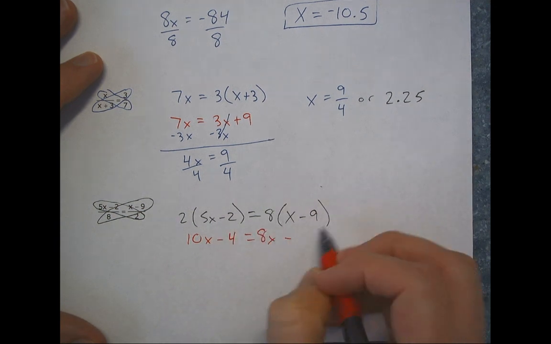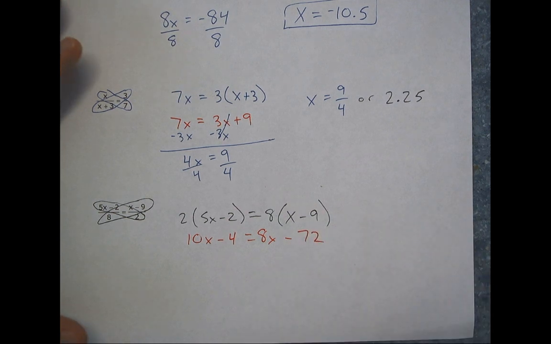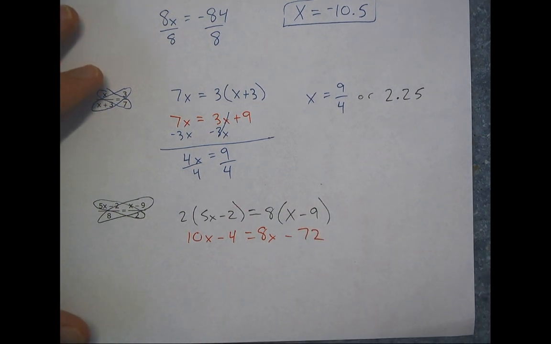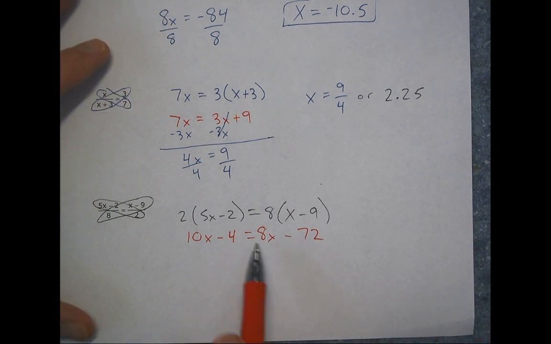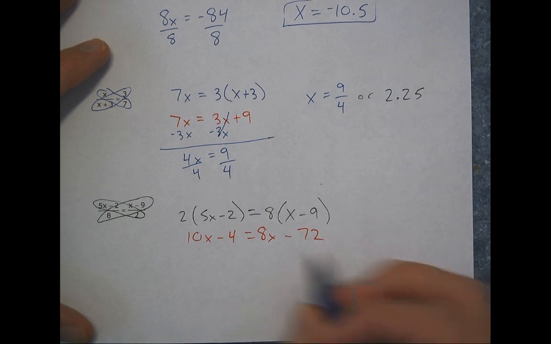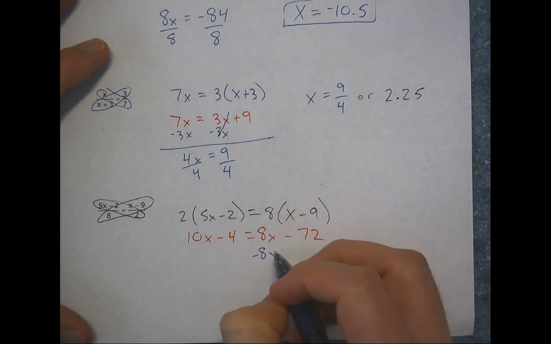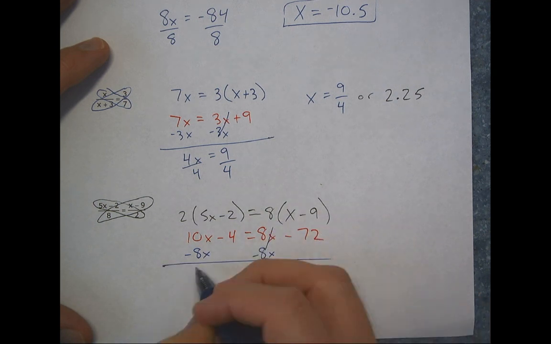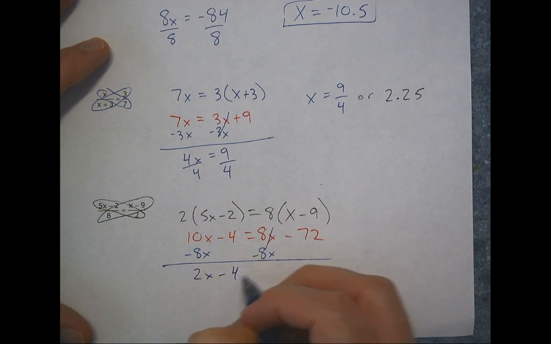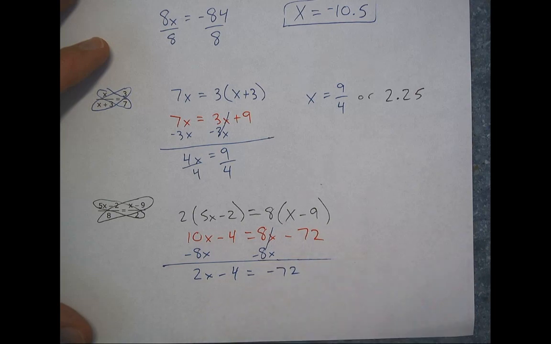8x minus 72. So I've used the distributive property to eliminate those parentheses, and now I just want to get an x by itself. So since I have an x on both sides of the equation, this is just a reminder, you want to get rid of the smaller of the two to keep everything positive. So I'm going to minus this 8x, so that goes away. So that's going to leave me a 2x minus 4 equals negative 72.